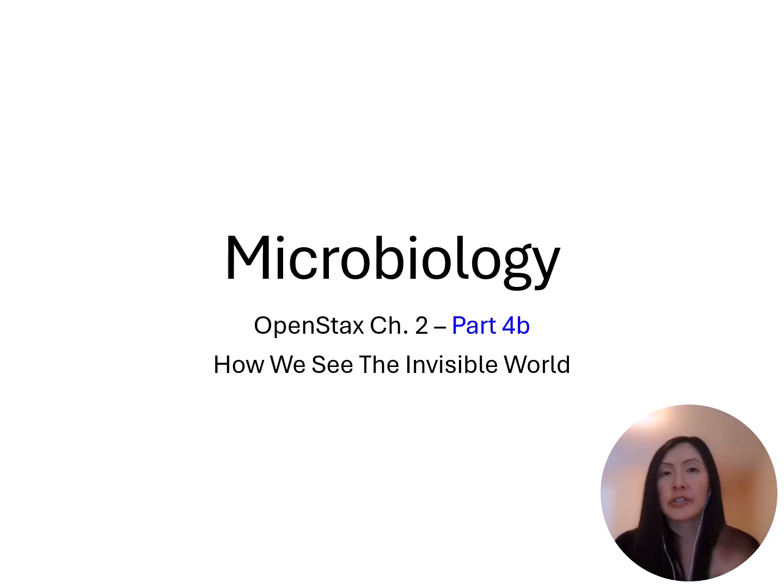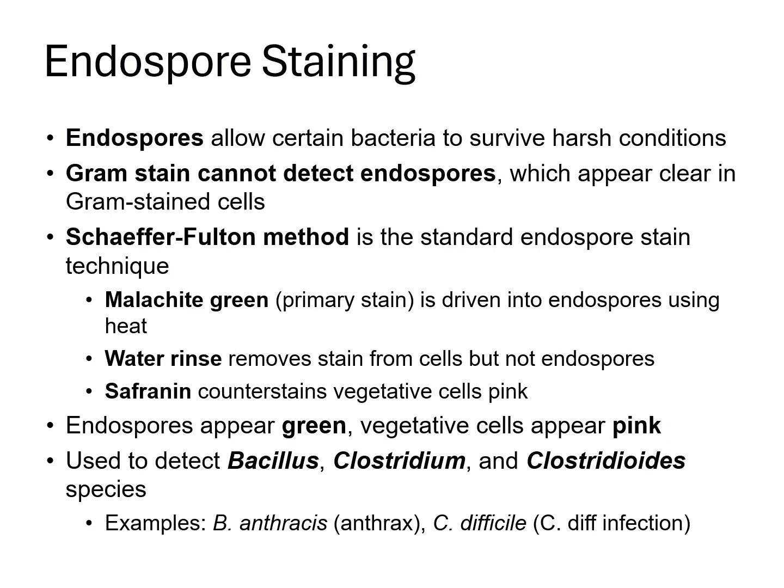All right, we'll finish our stains in this last video for chapter 2. Our next type of differential stain is the endospore stain. And endospores are protein-rich structures that allow certain bacteria to survive very harsh environments.